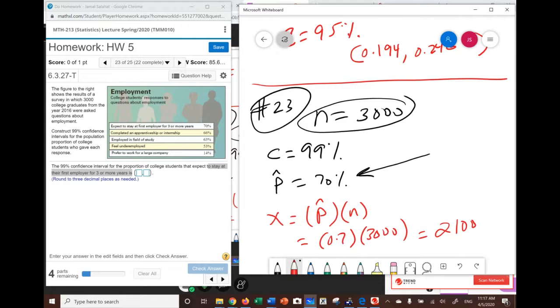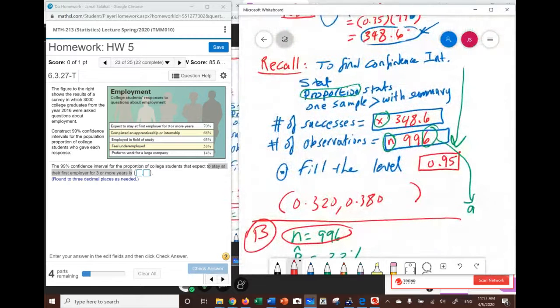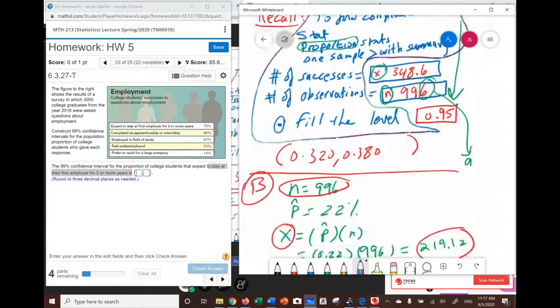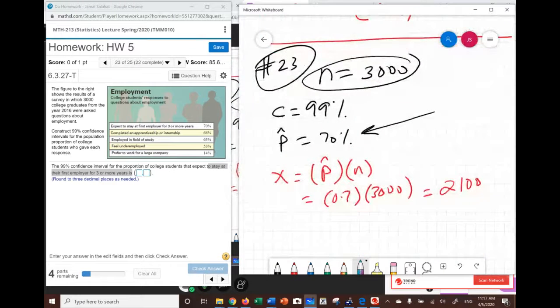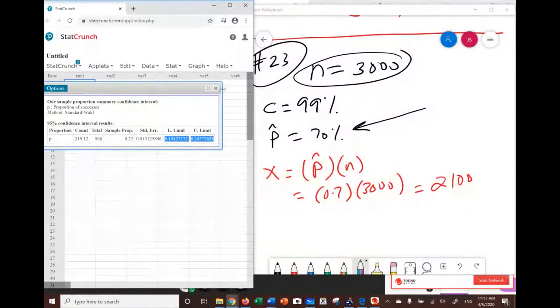Now, the question is here to construct the confidence interval. So if I want to construct the confidence interval, I have to go to those steps that I mentioned in the previous analysis that we did earlier. Those are the steps we follow, again, without those numbers, for sure. Now we're going to go to StatCrunch, press stat, proportion stat, one sample with summary, fill in the number of successes, fill in the number of observations, fill in the confidence level, and we're going to get what we're looking for. So let me go down in here and pull up StatCrunch and work the problem.